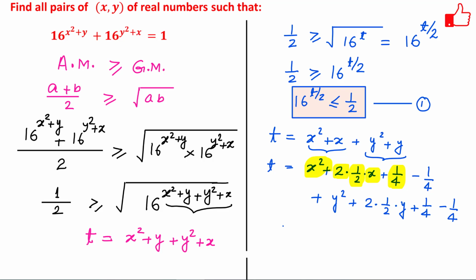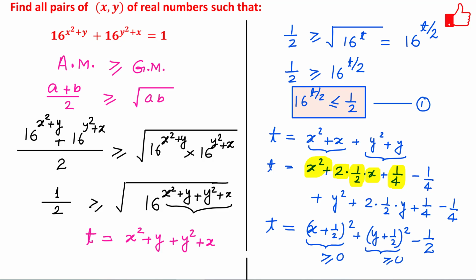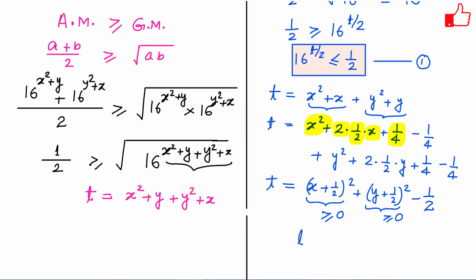So we can write t is equal to x plus 1 by 2 whole square, and similarly this term will be y plus 1 by 2 whole square, and minus 1 by 4 minus 1 by 4, this is equal to minus 1 by 2. Now this is a whole square, so this term will be greater than or equal to 0. This term will also be greater than or equal to 0. So now I can say that t will be greater than or equal to minus 1 by 2. So now I know the lowest value of t will be minus 1 by 2.